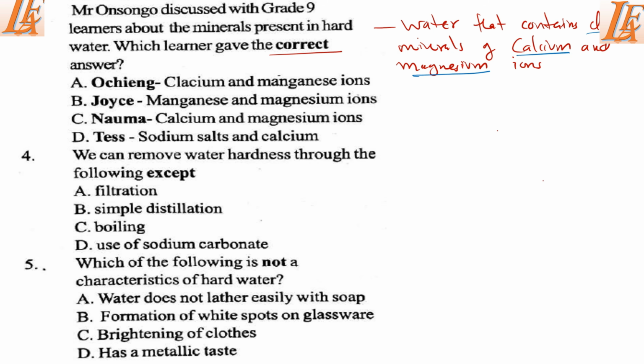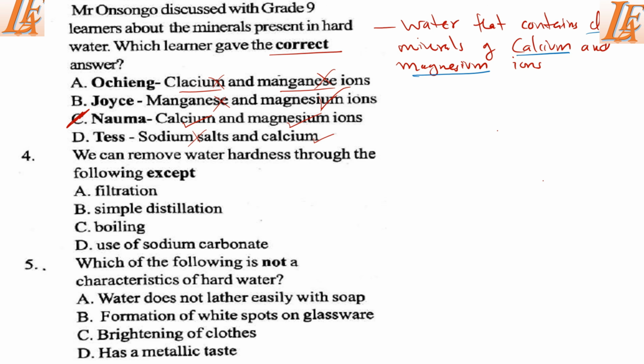Ocheng said calcium and manganese. These two are incorrect. Then Joyce said manganese and magnesium ion. So magnesium ion is correct, but manganese is not. Nauma said calcium, which is correct, and magnesium ions, this is correct. Then Tess said sodium salt, this is incorrect, and calcium is right. So in this case, the one who gave a set of minerals is Nauma, who said it is calcium and magnesium ion. So the correct answer is C.